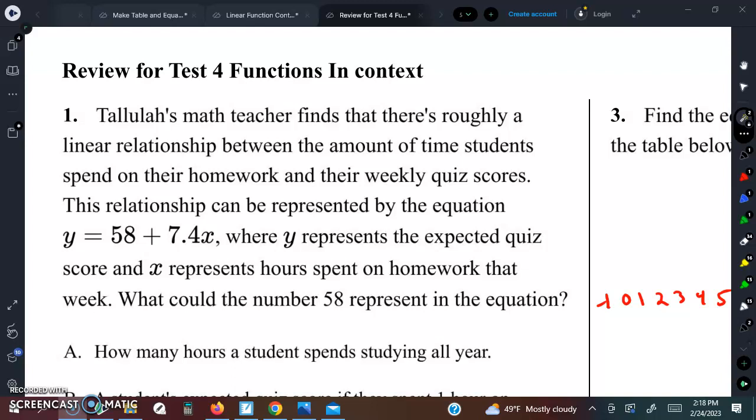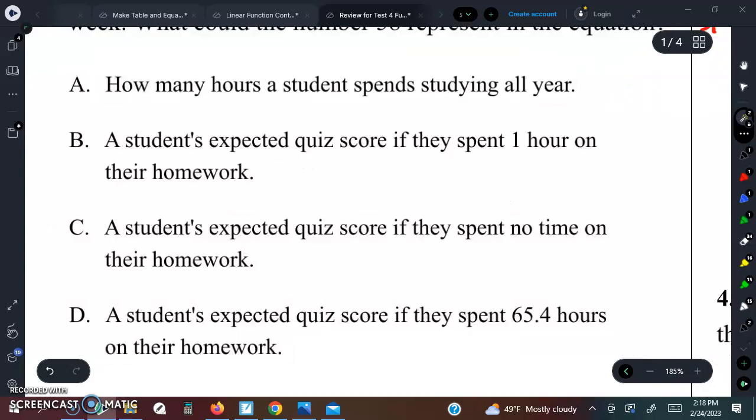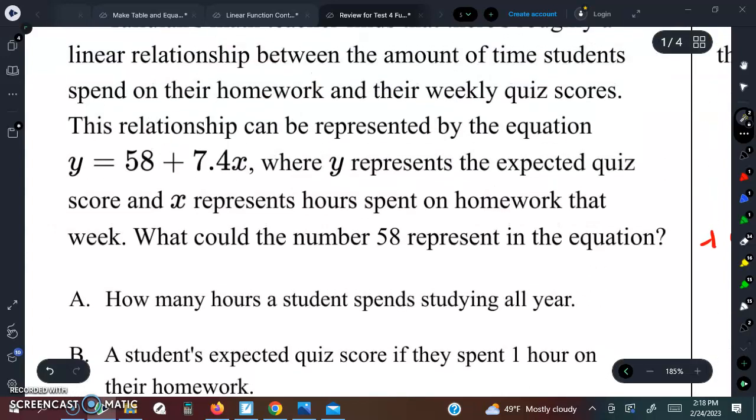So here we go. In this first question, it's a multiple choice question, and it's basically asking about this equation. It says, what could the number 58 represent in that equation? If you look at this equation, it's y equals mx plus b, with the mx here and the b part here. So the 58 is the y-intercept. They are basically saying when x is 0, it's going to be 58, because that's the y-intercept.